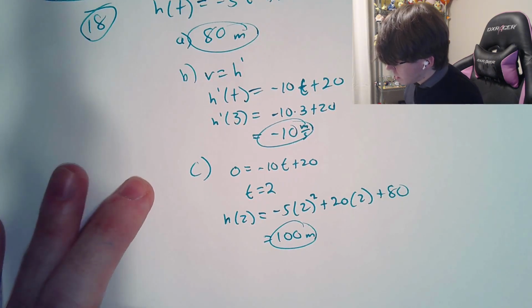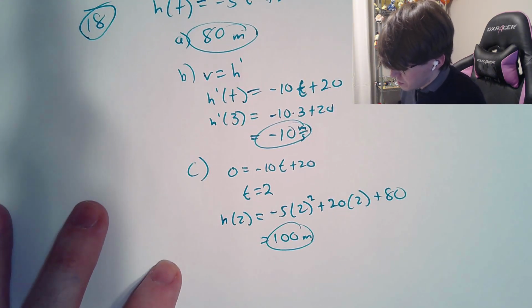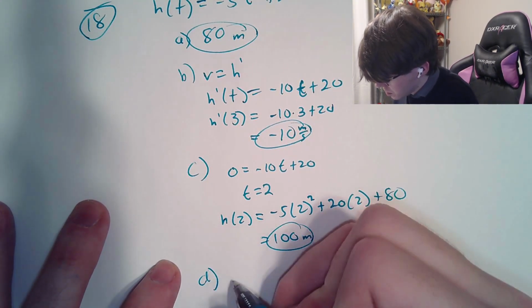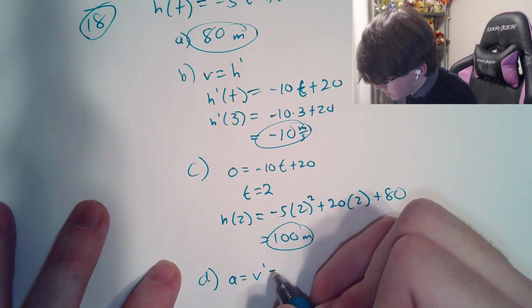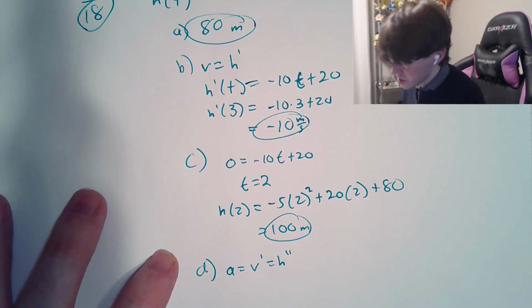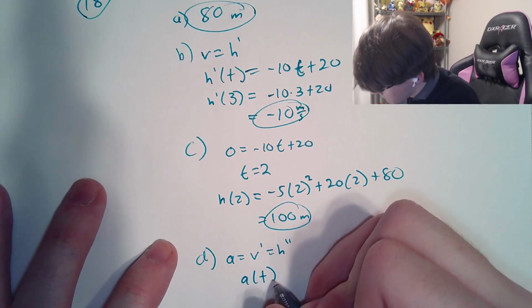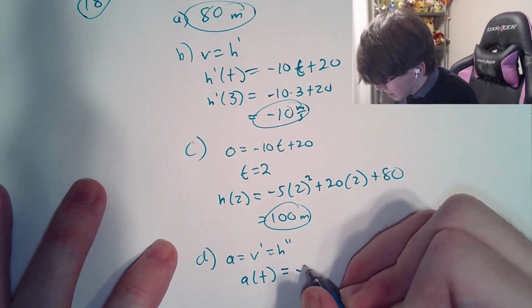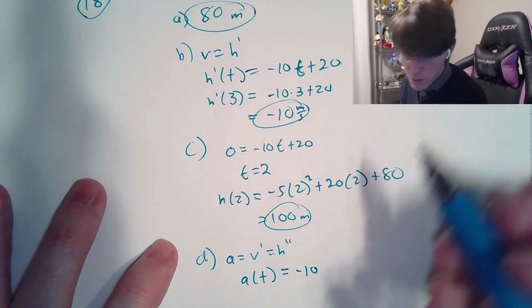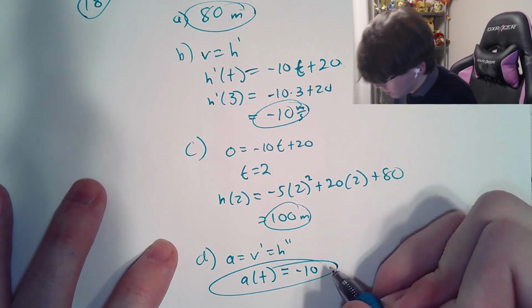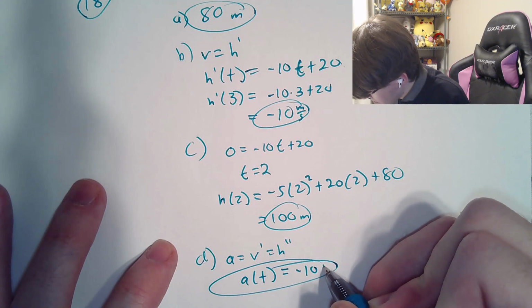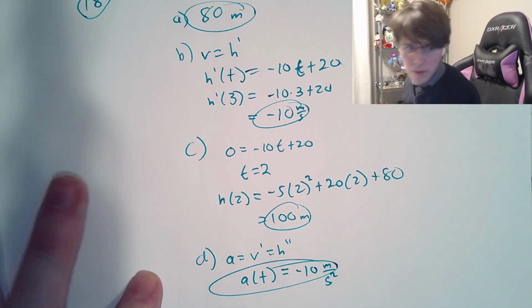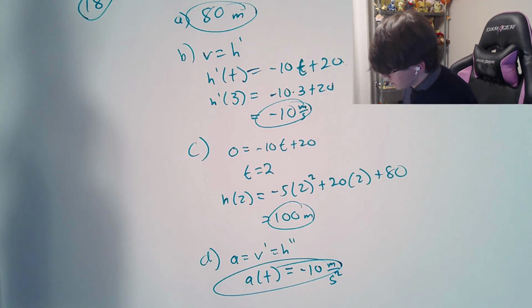Okay. And what is the object's acceleration? The acceleration is simply going to be, by definition, the derivative of velocity, or the second derivative of height. So our derivative function in this case is just going to be negative 10. You just did the derivative of this one up here. And, oh, oops, I already forgot my units again. Meters per second squared. Okay, cool. Done. Number 19.